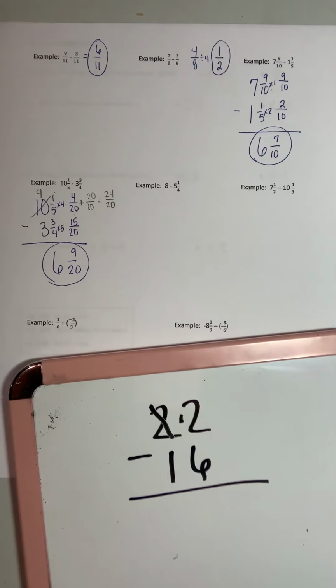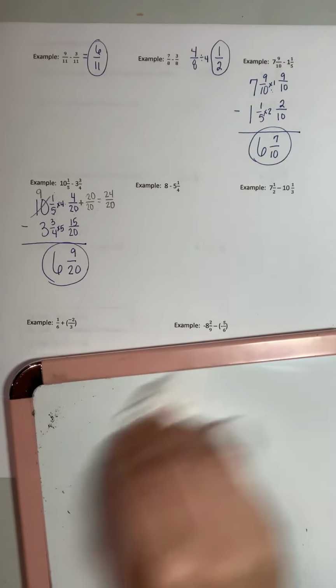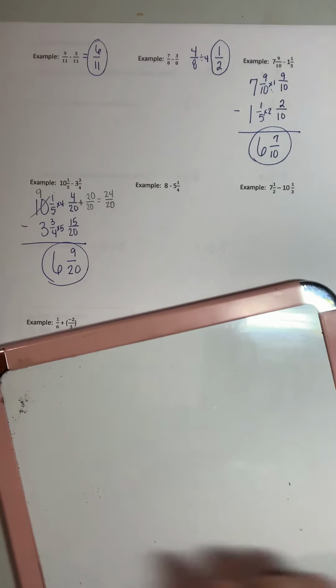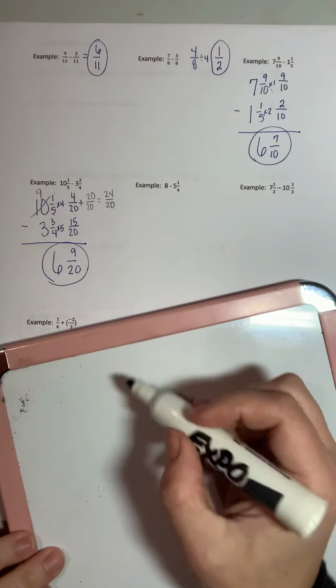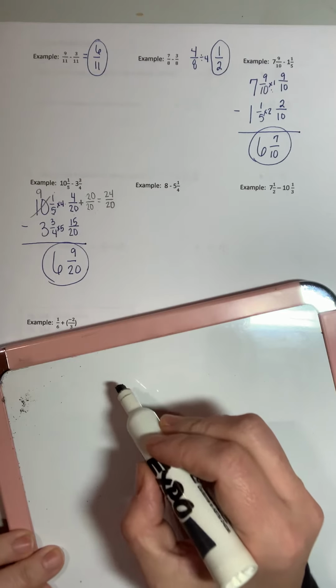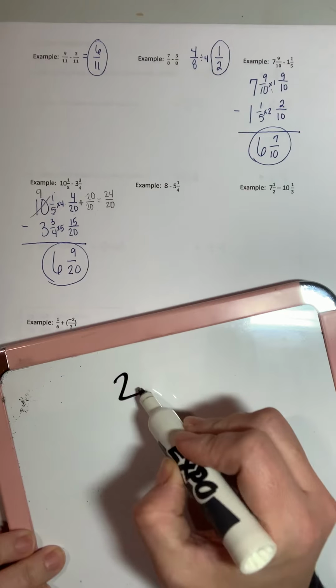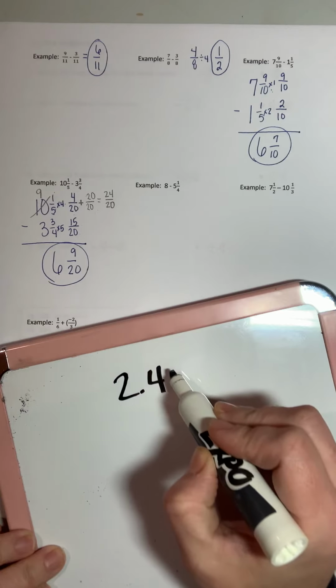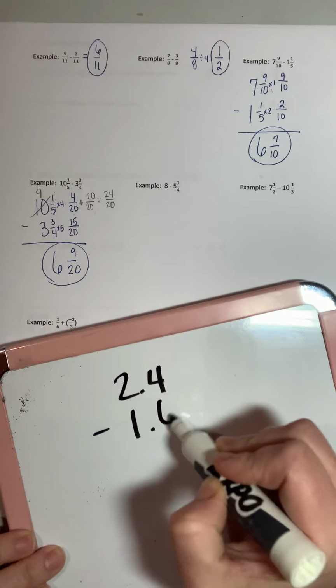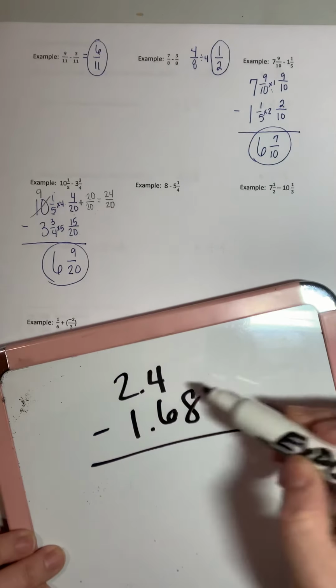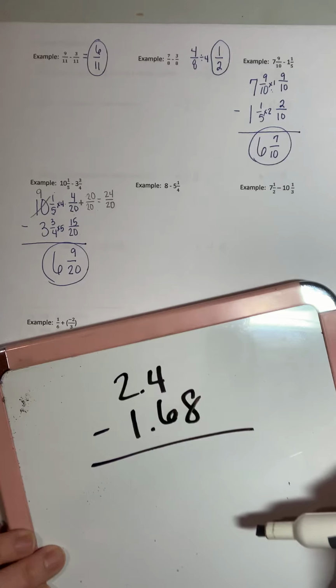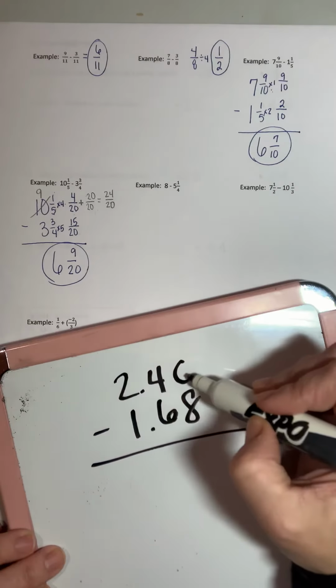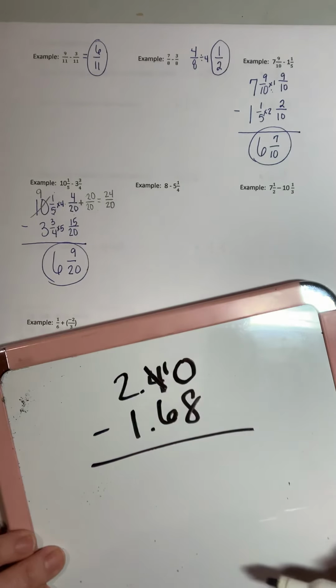So I have to sidetrack for a second. Let's say we have decimal 2.4 minus 1.68. If this was addition, you could just bring that 8 down, but because it's subtraction, you have to put something in there so we can borrow.